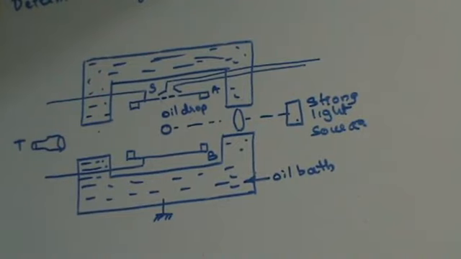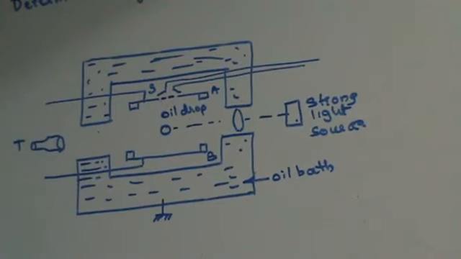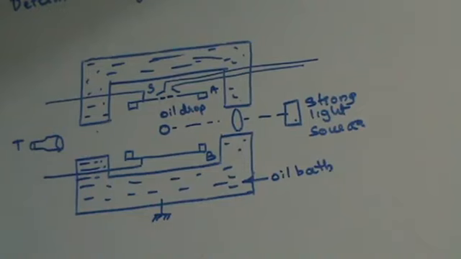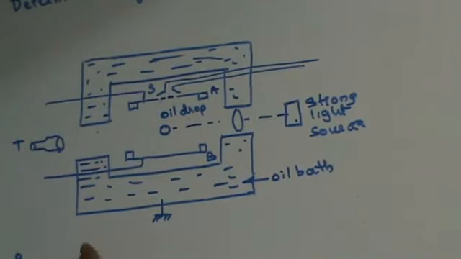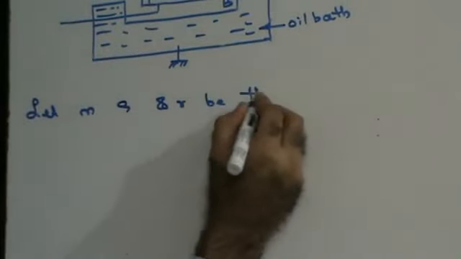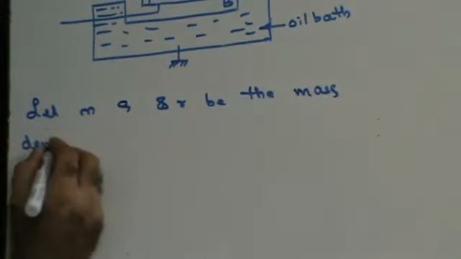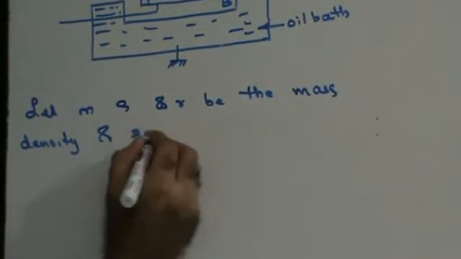Now, once oil is sprayed through the atomizer, initially there was no electric charge, but once oil is sprayed and you have the two parallel plates at 1000 volts, the oil will acquire some electric charge, owing to which it will remain freely suspended in the space between A and B. Now let us assume that m, rho and r are the mass, density, and radius of the drop.